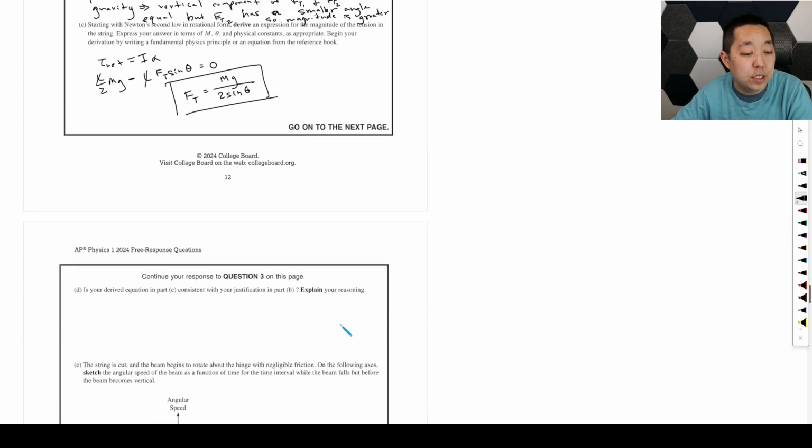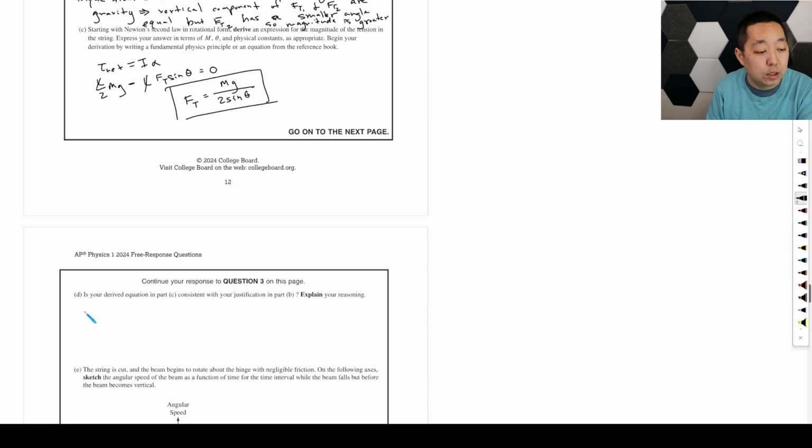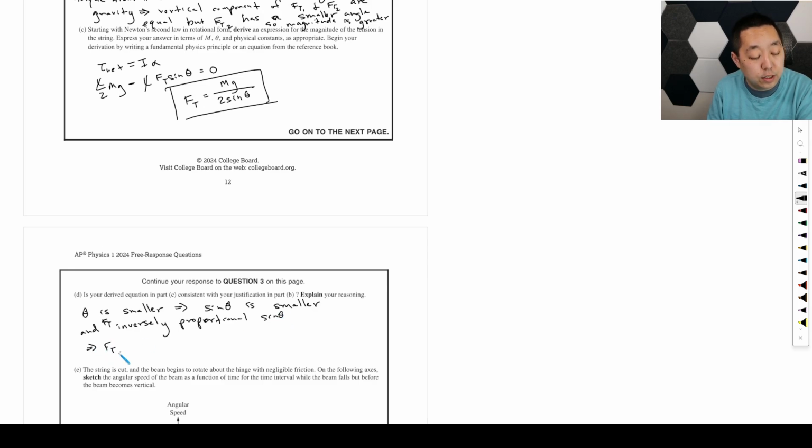Is your derived equation consistent with your justification in part B? Explain your reasoning. Okay, so if theta is smaller, then sine theta decreases. And Ft is inversely proportional to sine theta, so that implies Ft increases. And then answer the question. So yes, it is consistent.